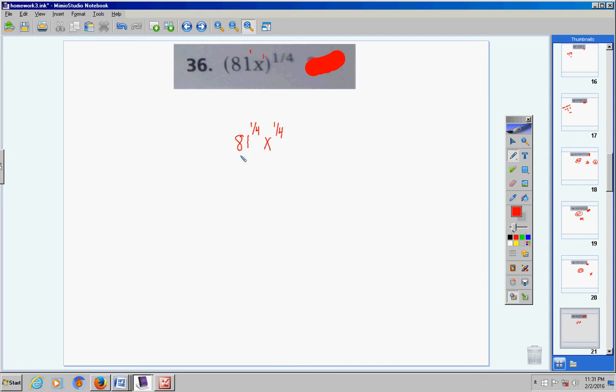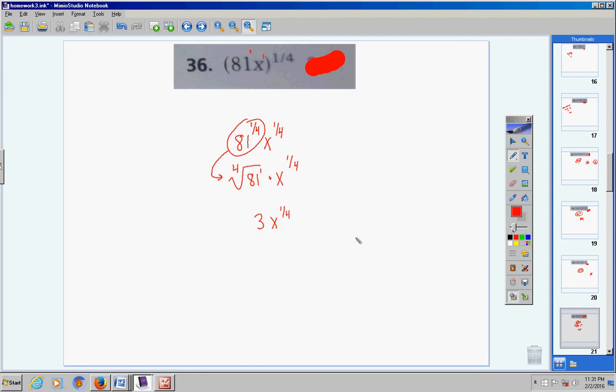Okay, now first of all, 81 to the 1/4 can be simplified. That's the fourth root of 81 to the 1 power times x to the 1/4. So I took this here and I wrote it in a radical form. Now the fourth root of 81 is going to be 3, because 3 times 3 is 9, times 3 is 27, times 3 is 81. So the fourth root of 81 is 3, and then bring down your x to the 1/4.